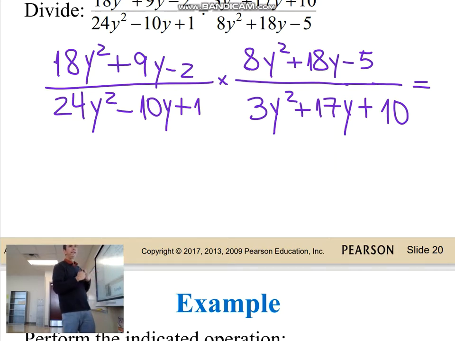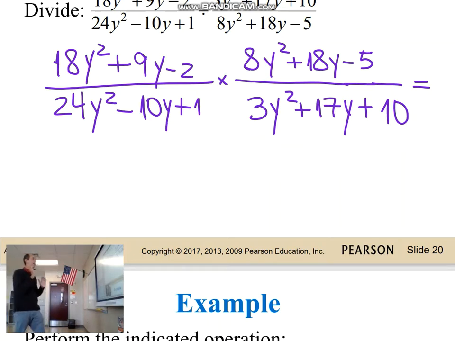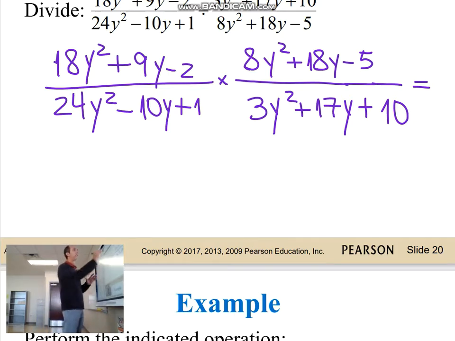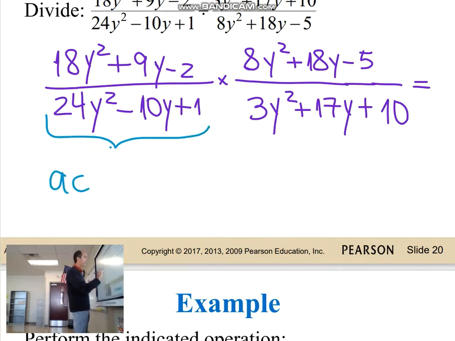You have to find the factors that will make these four trinomials. I suggest you apply the AC method, and I can show you how to work at least one of these. Let's say for this one, A times C. A is 24 and C is 1. So A times C, 24. B is negative 10.